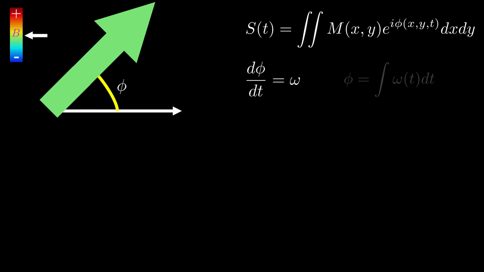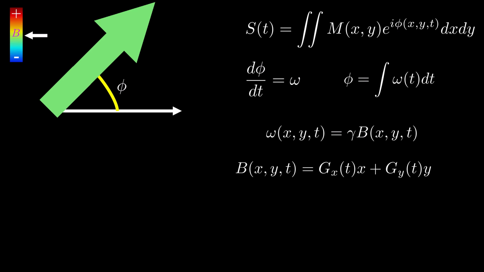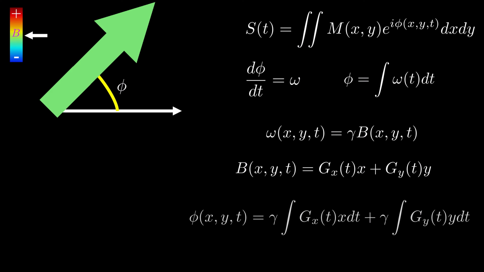Remember that the rate at which phase phi changes in time is, by definition, omega, its angular frequency. So if we know omega, we know phi just by integrating with respect to time. Omega is of course the Larmor frequency, equal to gamma B. And in the presence of magnetic field gradients, B is equal to g sub x times x plus g sub y times y, where g sub x and g sub y can be functions of time. Thus, this is our phase phi.